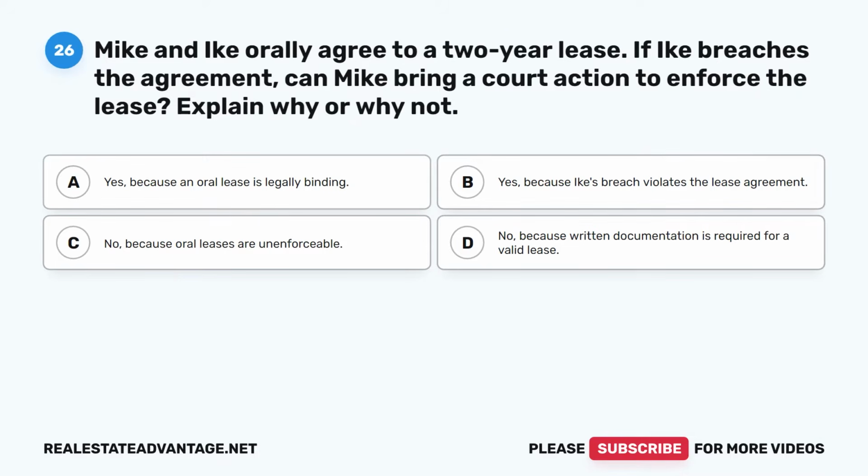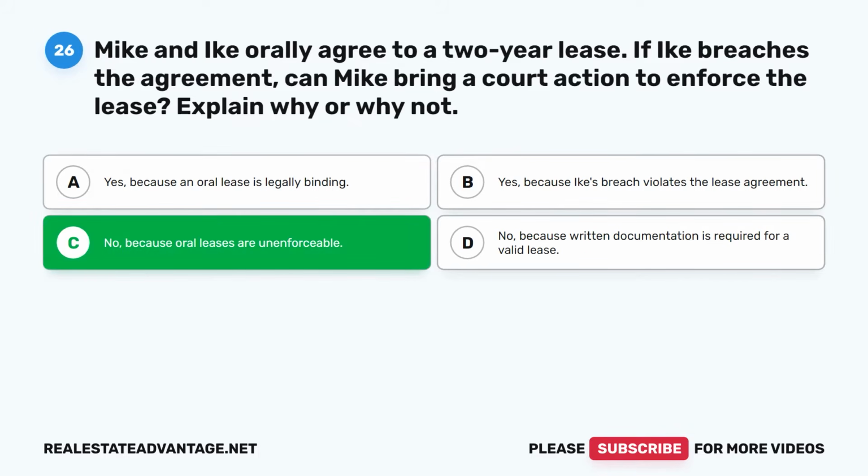Question 26. Mike and Ike orally agree to a 2-year lease. If Ike breaches the agreement, can Mike bring a court action to enforce the lease? Explain why or why not. A. Yes, because an oral lease is legally binding. B. Yes, because Ike's breach violates the lease agreement. C. No, because oral leases are unenforceable. D. No, because written documentation is required for a valid lease. The correct answer is C.